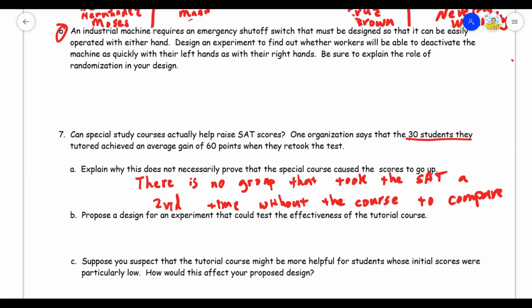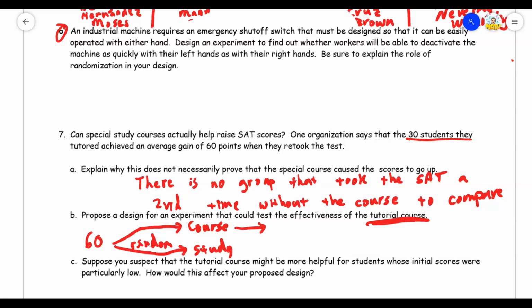Propose a design for an experiment that could test the effectiveness of the tutorial course. Okay, so in this situation, the treatment is going to be the tutorial course, right? That'll be our treatment. Let's take another 30 students, right? So we have 60 students. We randomly assign them to either take the course or study on their own. All right, retake SAT.